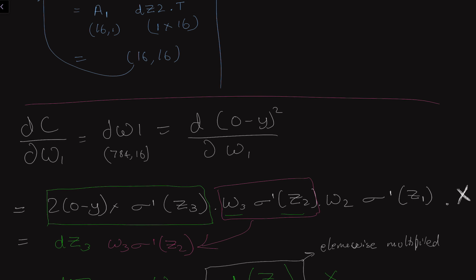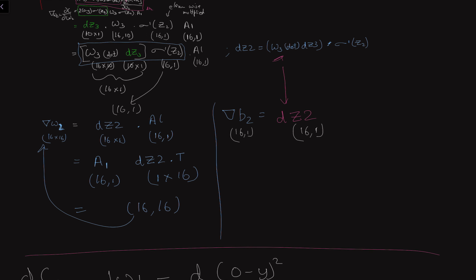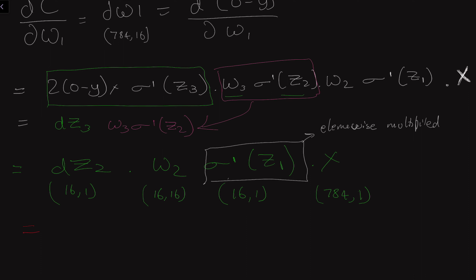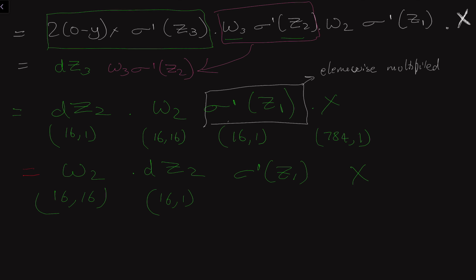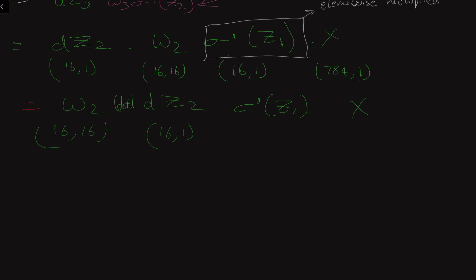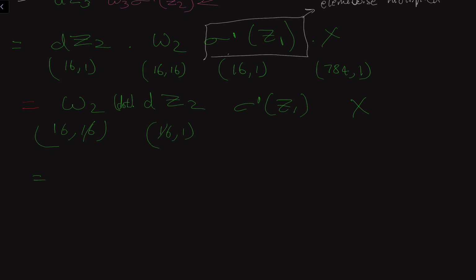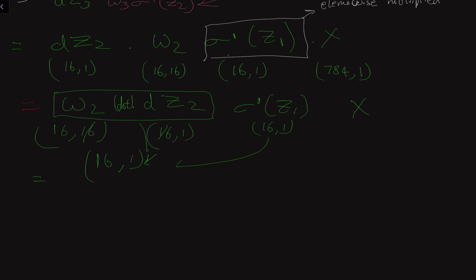I want to look back for a second so I see what I did. So I'm going to take W2 here now. W2 dot dZ2, okay? So W2 is 16 comma 16, dZ2 is 16 comma 1, and sigma dash of Z1 and X, right? So I'm going to do the dot product of these two, okay? That'll give me 16 comma 1. Then I'm gonna do element-wise multiplication. First I'm gonna dot this, okay? Whatever matrix I get, I'm gonna do element-wise multiplication with sigma dash of Z1, and I'm gonna call that whole thing dZ1, okay?